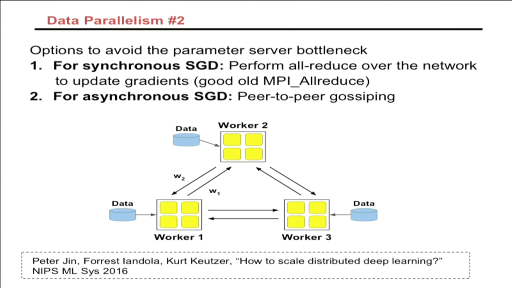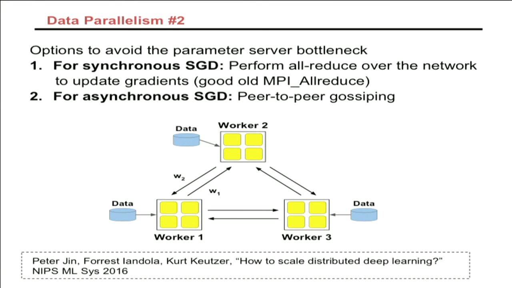How do you get around the master process parameter server bottleneck? I'll give two ideas. For synchronous SGD, it looks like the best way to do this is, instead of pushing to a master process, just use good old MPI all-reduce. So nobody is responsible for keeping this server concept. After a certain number of time steps, everyone calls an all-reduce and gets the new gradients. So there's no centralization, and if the network is optimized for this, it's pretty good.